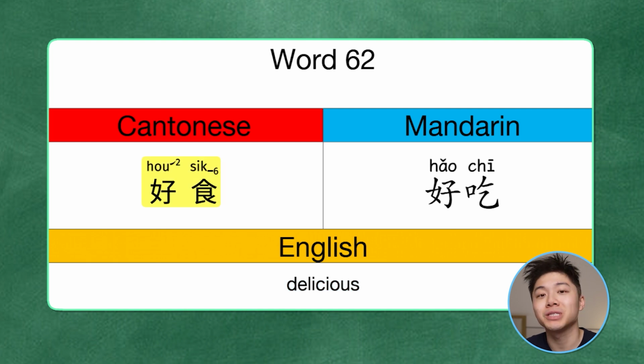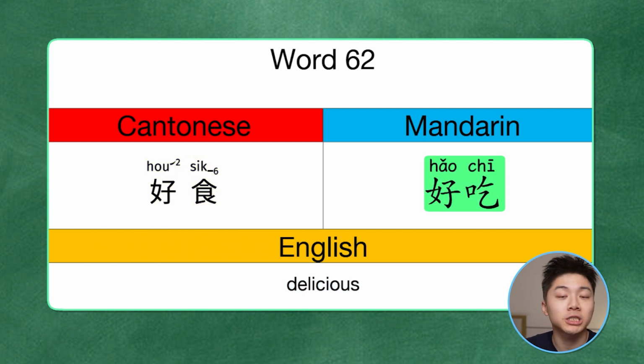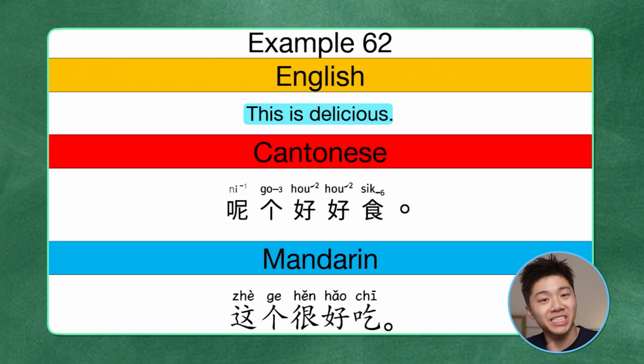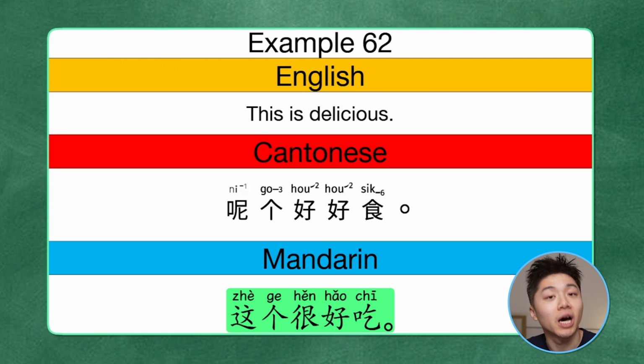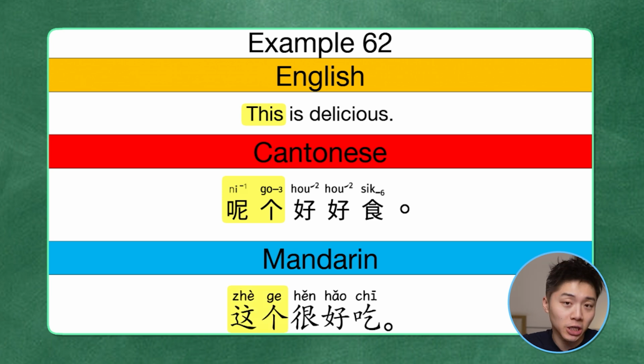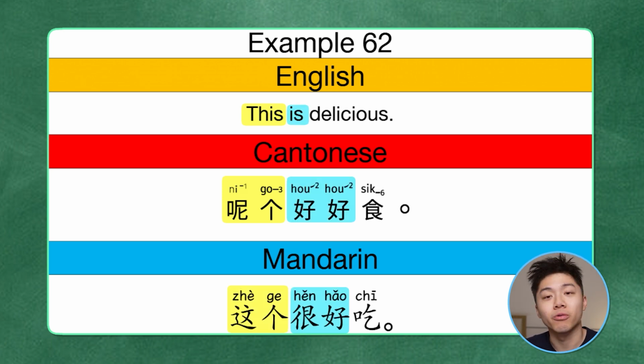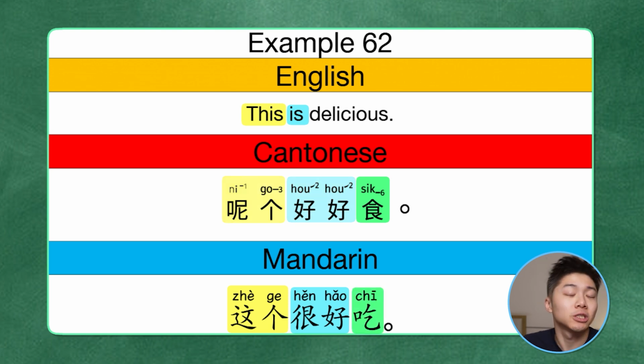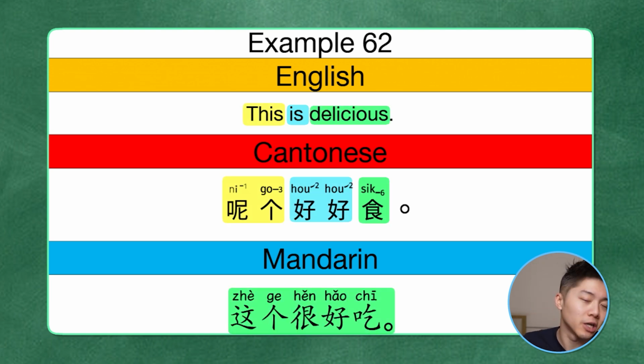Next, delicious. 好食 literally means good, eats. In Mandarin 好吃. This is delicious. 呢個好好食. In Mandarin, 這個很好吃. 呢個 is this, in Mandarin 這個. 好好 means very good, in Mandarin 很好. And then 食 means eat, in Mandarin 吃. So this is very good to eat, or this is very delicious. In Mandarin, 這個很好吃.